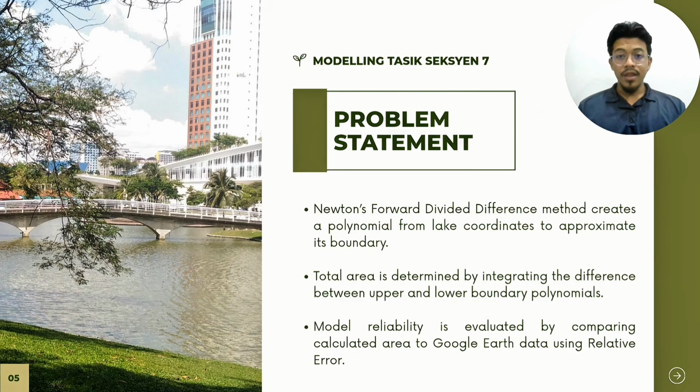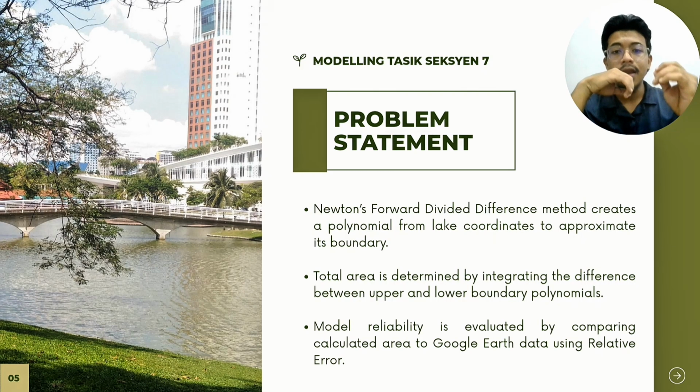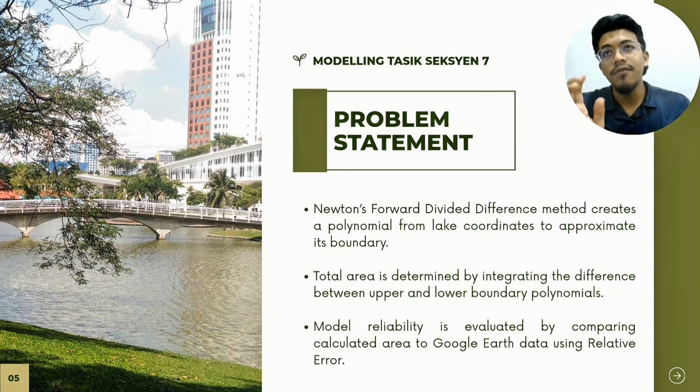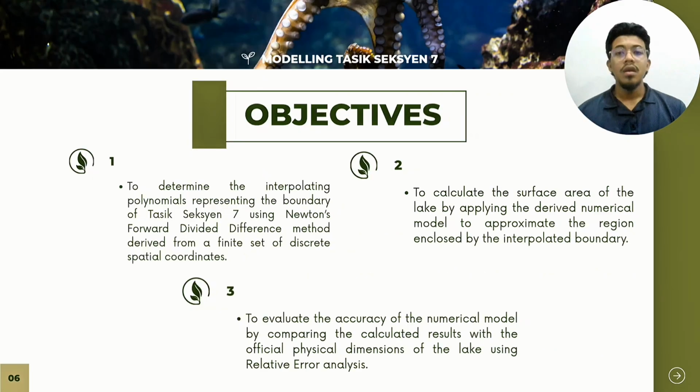Moving on to the problem statement, the problem addressed in this project is how to accurately model and calculate the surface area of Tasik Section 7 using only a finite set of manually extracted spatial coordinates. This involves constructing interpolating polynomials that represent the lake boundary and integrating them to obtain the enclosed area. The reliability of this numerical approach is then evaluated by comparing the calculated area with a reference value obtained from Google Earth.